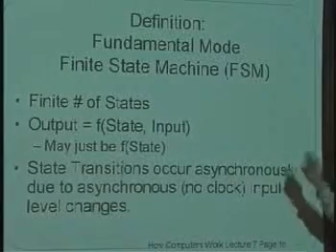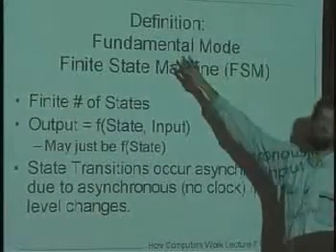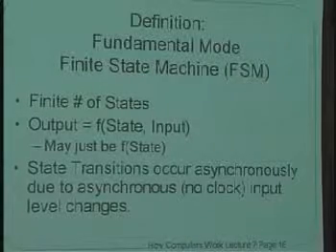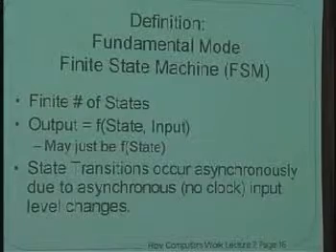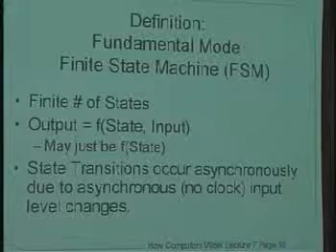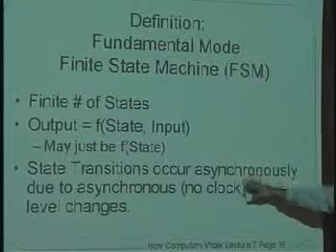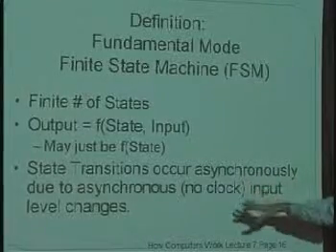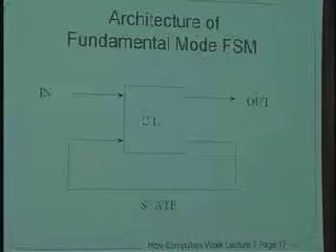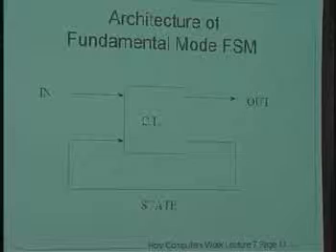Okay. These fundamental mode state machines, these asynchronous state machines, this is a different word that we call it. We call it a fundamental mode because it's the most primitive kind of state machine there is. It has no clock. First of all, there's a finite number of states. The output is a function of the state and the input, just like we had before. If there's no input at all, it may just be a function of the state. And the state transitions occur asynchronously without a clock due to asynchronous input level changes. If the input levels change from a 0 to a 1 or a 1 to a 0. And in general, the architecture is exactly that architecture that I showed you in the last class.